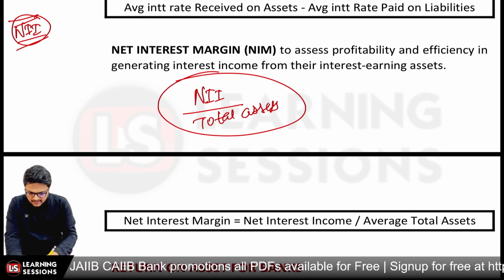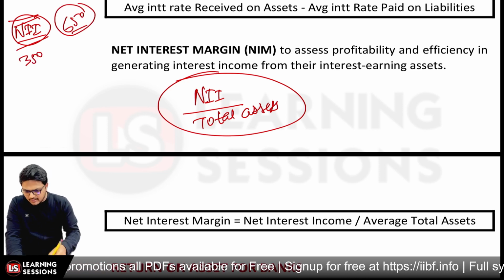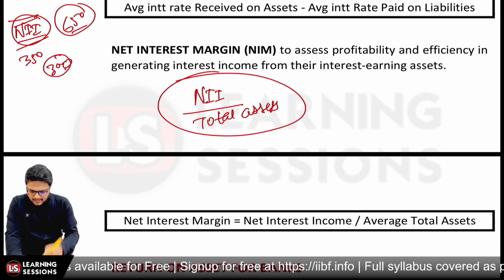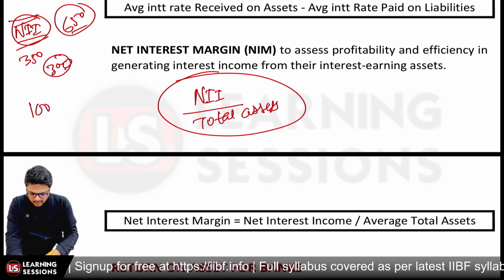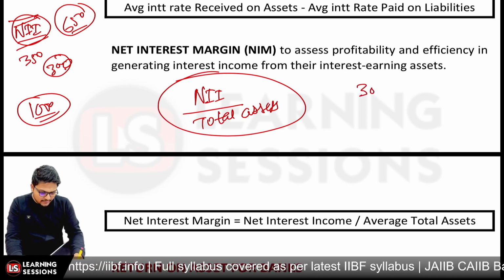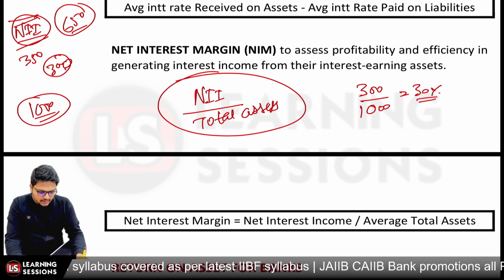So let's say the total interest paid was 350 and the total earning was 650. So what will be NII, net interest income? It will be equal to 650 minus 350, that is equal to 300, right? And further, let's say the total assets were 1000. So in that scenario, what will be NIM, net interest margin? It will be equal to 300 divided by 1000, that is equal to 30% over here.